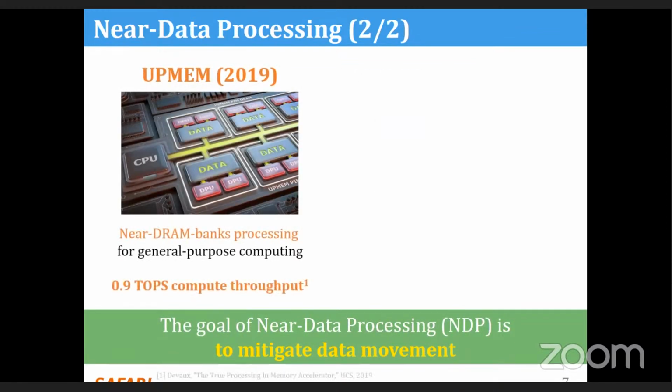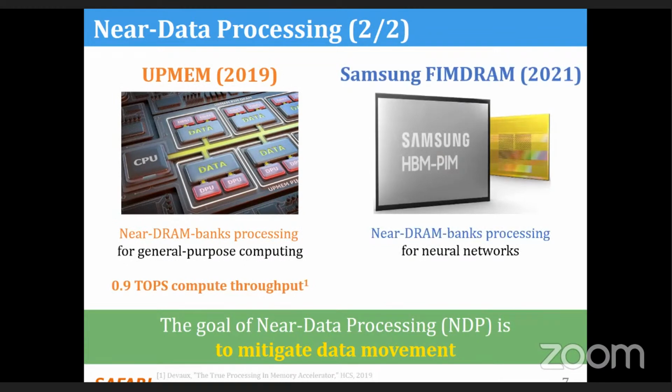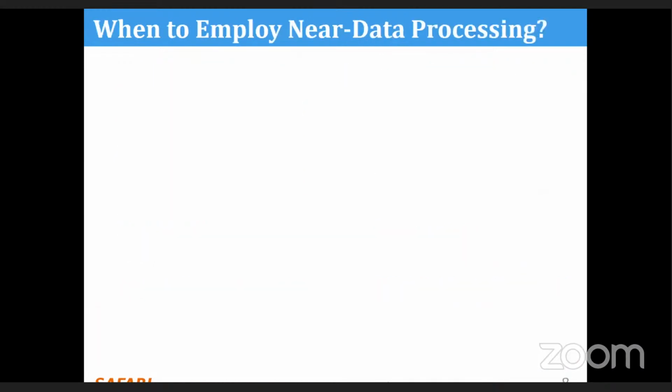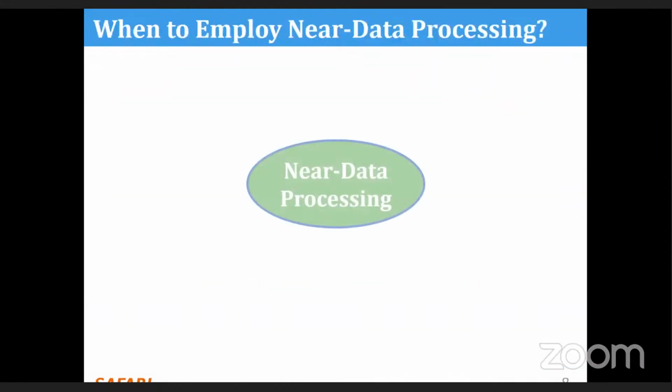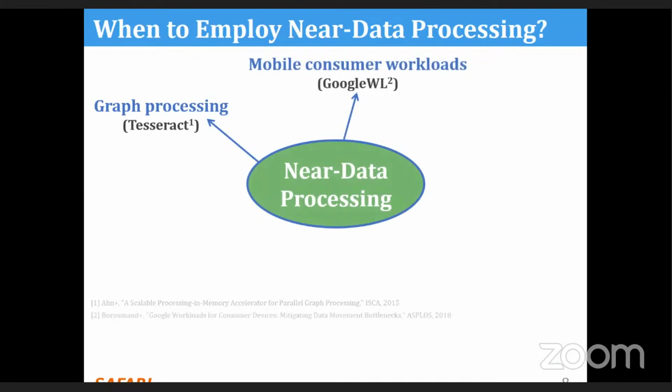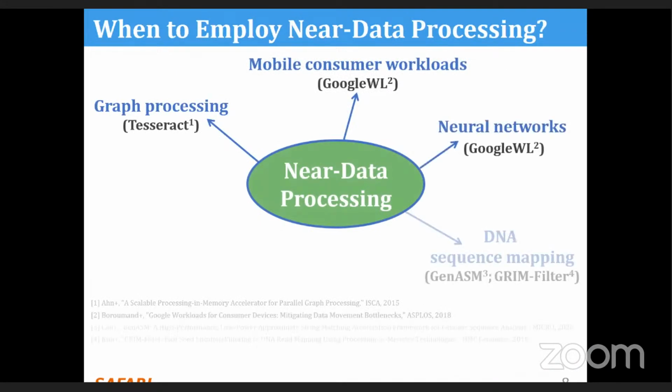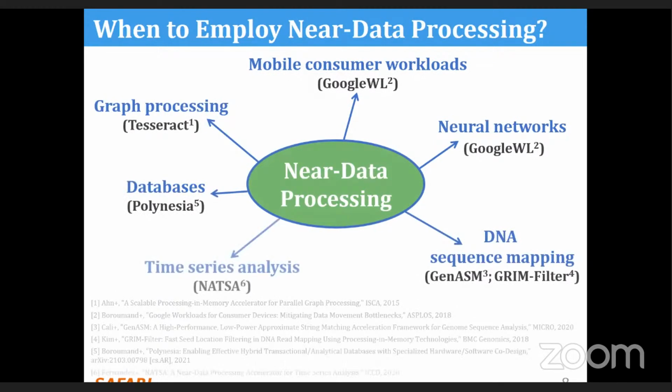You already know these. These are slides that I can skip. Real-world processing in memory systems. As I said, both are near DRAM banks processing. One of them is general purpose computing. The other one is for neural networks, as I mentioned before, and many different workloads where we can use near data processing, where near data processing is promising. And these are some works of our group as well, showing the benefits of near data processing in different types of applications.